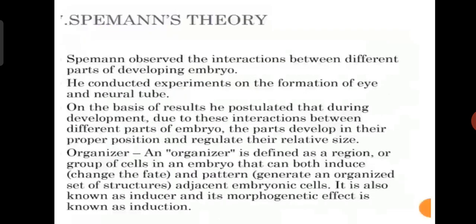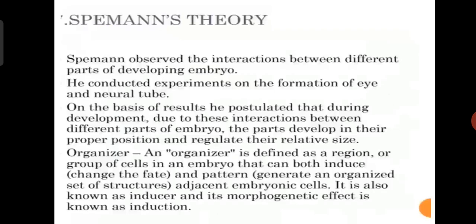Now we come to the Spemann theory. The most important thing to observe here is the Spemann-Mangold experiment, because Spemann conducted experiments on the formation of the eye and neural tube. On the basis of these results, he postulated that during development, due to interaction between different parts of the embryo, the parts develop in their proper position and regulate their relative size. Spemann conducted an experiment on the frog, demonstrating that when the dorsal lip of an early gastrula is grafted into another embryo, the graft along with the surrounding tissues develops into a whole secondary embryo. On the other hand, if the dorsal lip of an early gastrula is destroyed, the embryo fails to develop. Thus it is clear that the dorsal lip organizes the entire process of development.